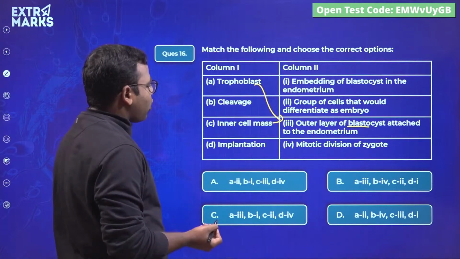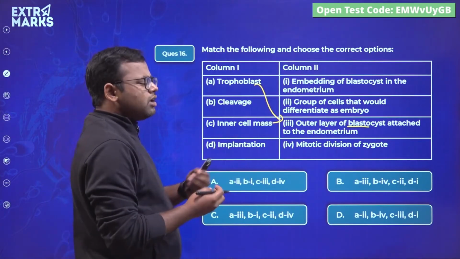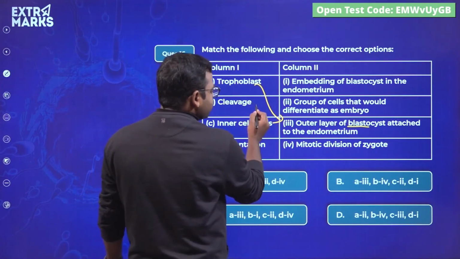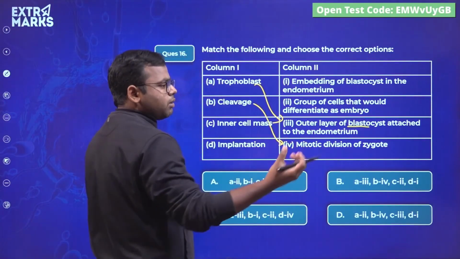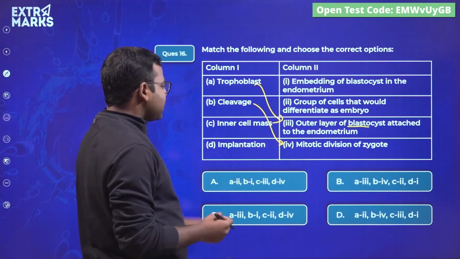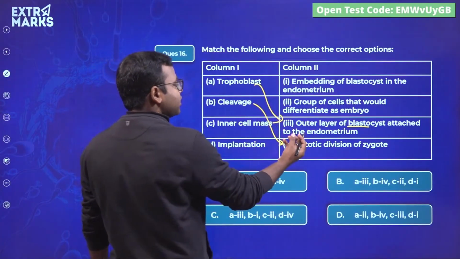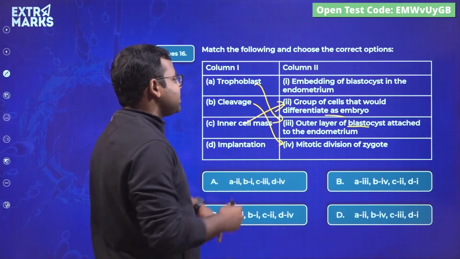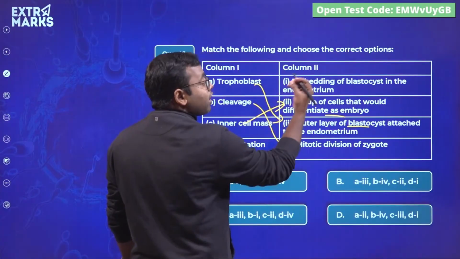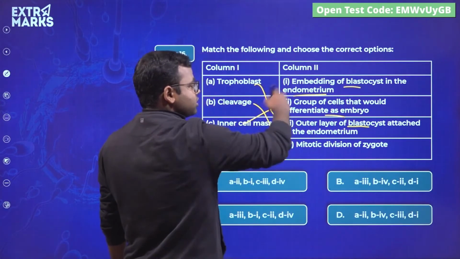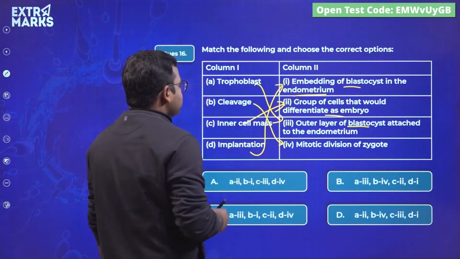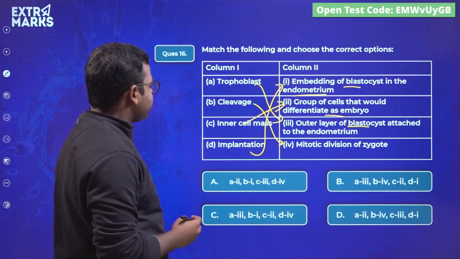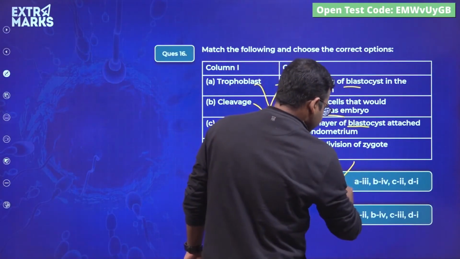Then cleavage is what? It is the mitotic division of the zygote that leads to an increase in the number of cells. Then inner cell mass: it is the group of cells that will differentiate as the embryo. So C will go with 2. And what is implantation? It is the attachment or embedding of the blastocyst to the inner wall of the uterus, which is the endometrium. So this will go with 1. So A is going with 3, B is going with 4, C is going with 2 and D is going with 1. That is only there in option B.